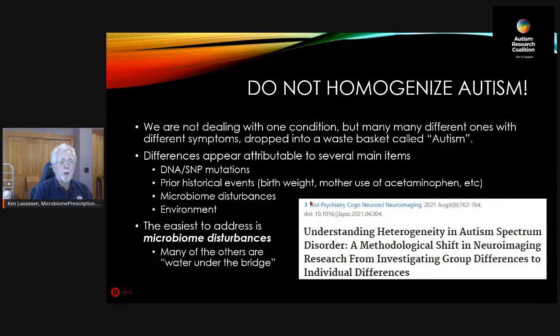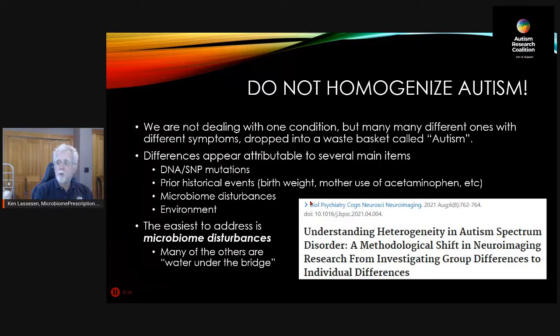The differences in autism can be ascribed to some common factors: DNA or synapse mutations, historical events like birth weight, mother's use of medication, mother's age. It could also be due to some microbiome disturbances and to environment. We know that lead in the air or other pollutants increases the risk of autism. So causes are many. But looking at all the possible causes and how to deal with them, the one that ends up being the easiest to address, especially since you often don't need an MD's involvement, is microbiome disturbances.